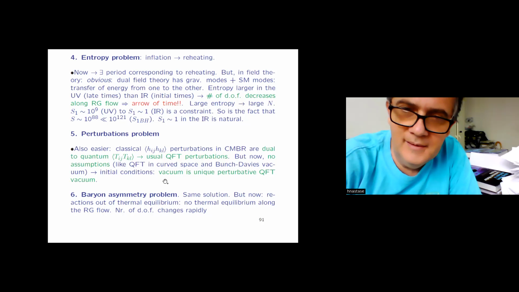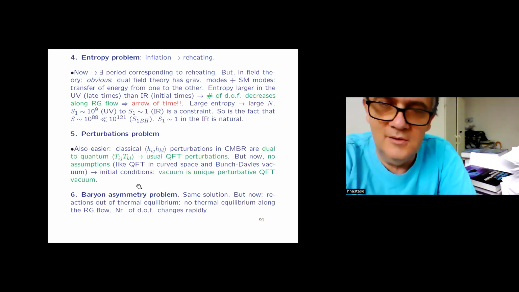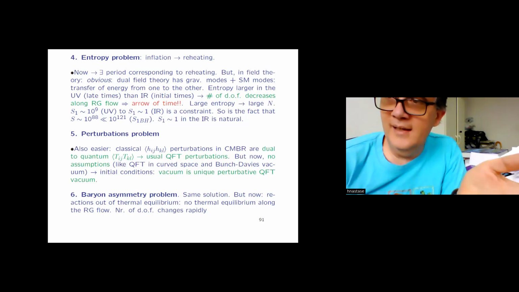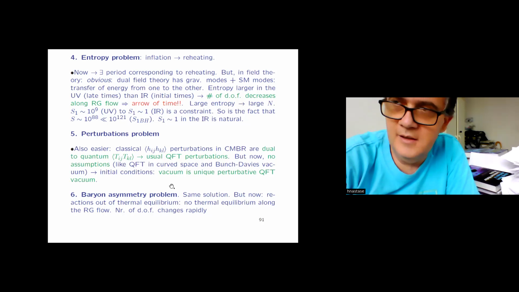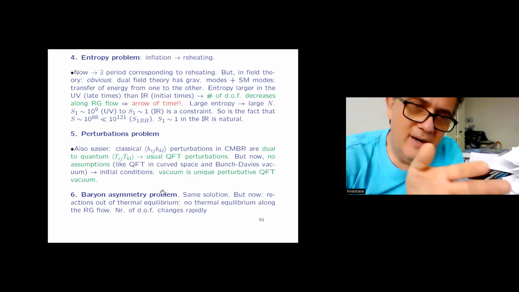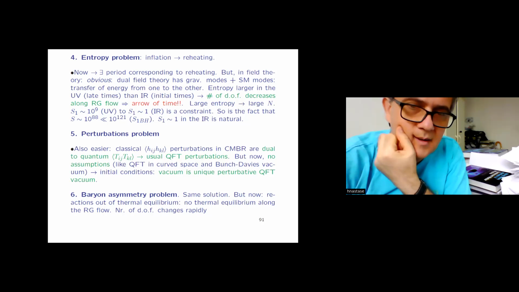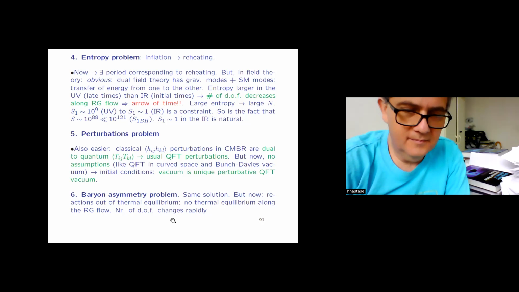In quantum field theory, the vacuum is the unique perturbative quantum field theory vacuum. There's no more choice of initial conditions or anything. And there's no extra assumption corresponding to quantum field theory in curved space. There's nothing like that now. For the baryon asymmetry problem, there's the same solution, but we could say also that there's no thermal equilibrium along the RG flow.